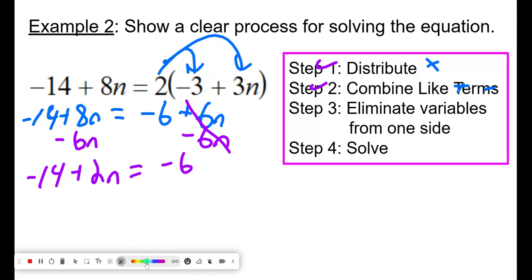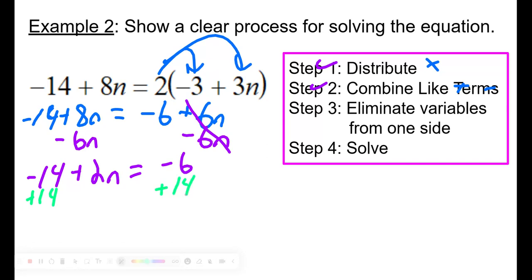Let's go to a new color. Let's get rid of this negative 14. We want to add 14. Add 14. 2n equals 14 minus 6 is 8. Last step is to solve. Divide by 2 again. N equals 4. Remember, as you're going through these videos, pause as needed, slow down, fast forward, do something again.